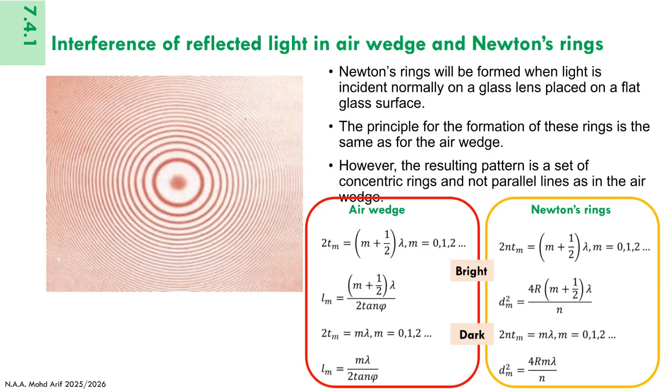This part examines the interference of reflected light in air wedges and Newton's rings. Newton's rings form when light is incident normally on a glass lens placed on a flat glass surface. The principle is similar to the air wedge, but the pattern consists of concentric rings instead of parallel lines. The key equations for bright and dark fringes are also presented for both phenomena.